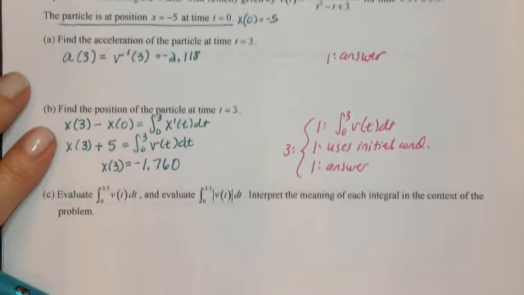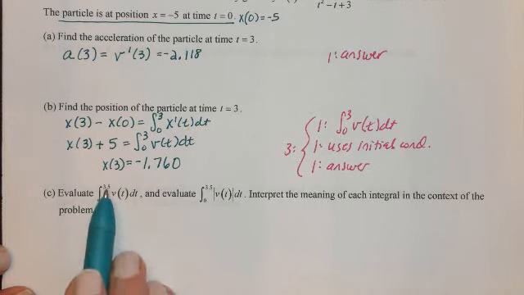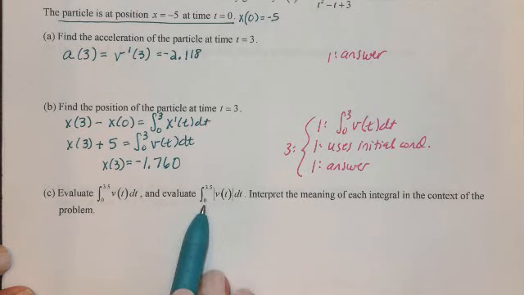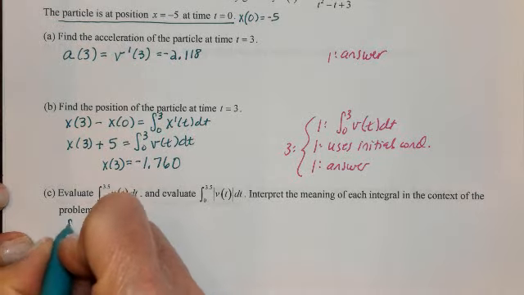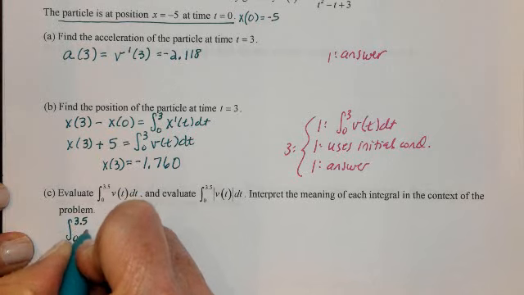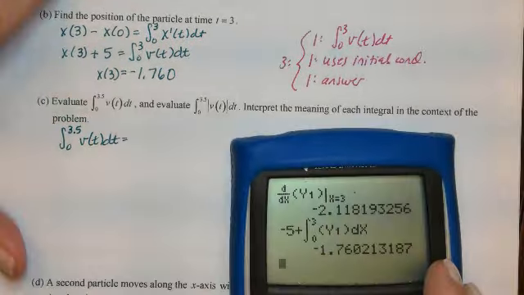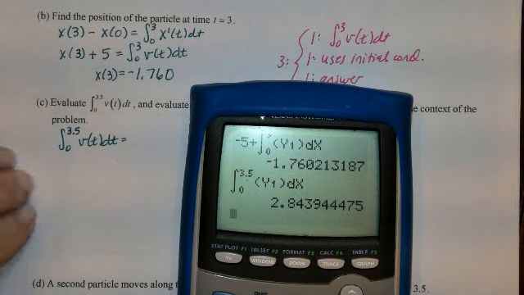Next part. Evaluate the integral from 0 to 3.5 of the velocity function and evaluate the integral of the absolute value of the velocity function on those same boundaries, and then interpret the meaning of each. So the first part, let's just go ahead and find these values, and that's just straight calculator work. So integral 0 to 3.5 of the velocity function, 2.844.